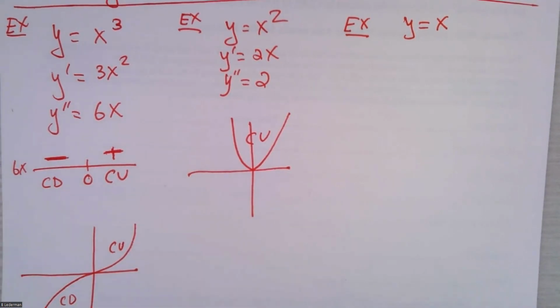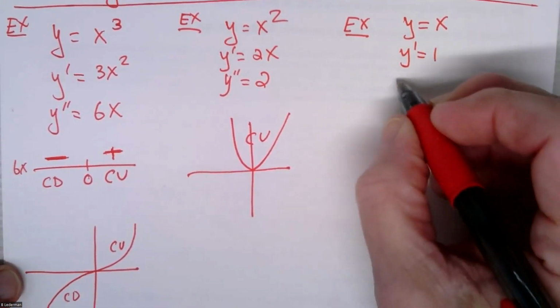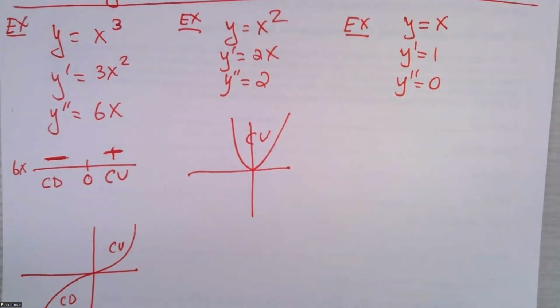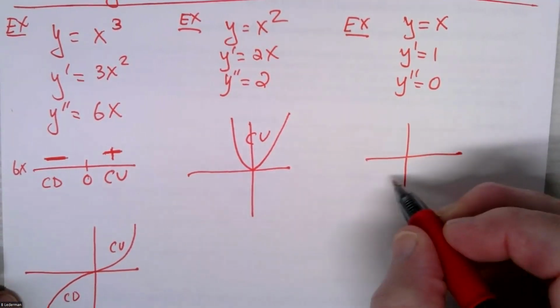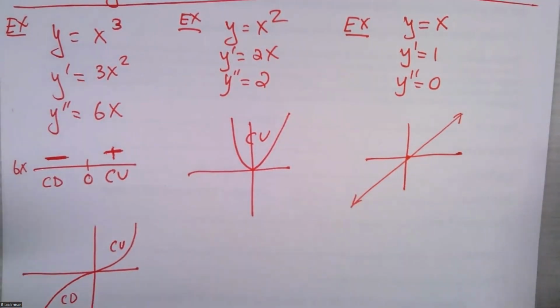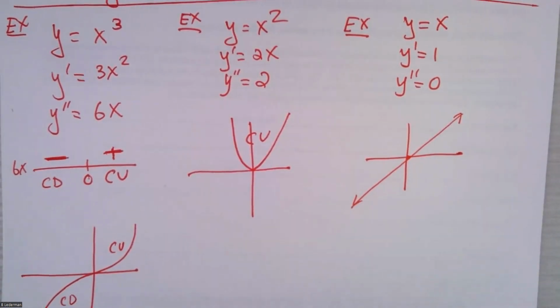Let's look at a third example, y equals x. Well, y prime equals 1, and y double prime equals 0. Well, y double prime is never positive or negative, it's 0. 0 is neither. So that means this function is never concave up, nor is it ever concave down. And that makes sense because this function here is just a straight line. There is no concavity. There's no cave. So that makes a lot of sense.